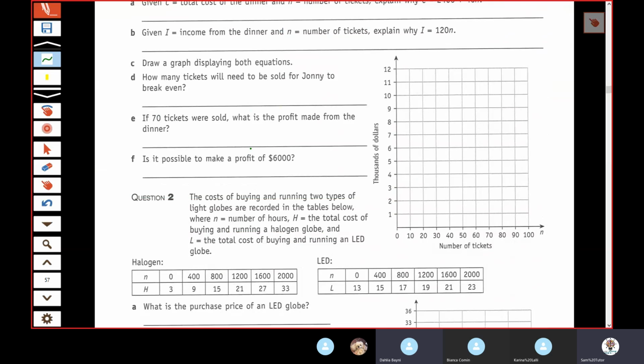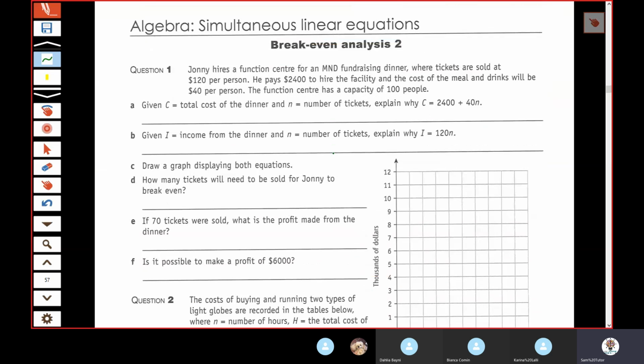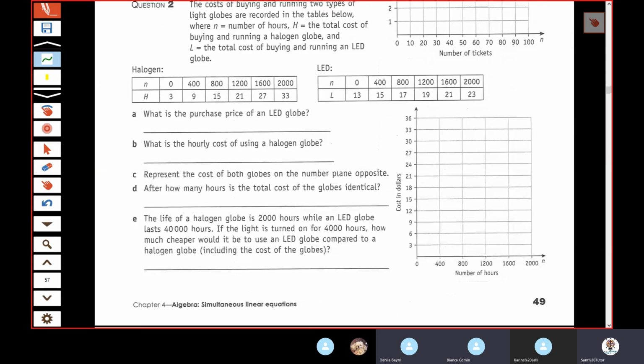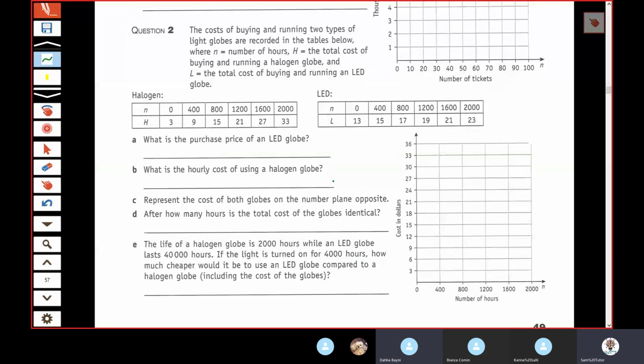Let's do another one. Oh, this is the same thing, so that's why I'm not going to do it. Let's do part 2. Let's try A to F. Yeah, let's try this one. Let's do this since they gave us a table.